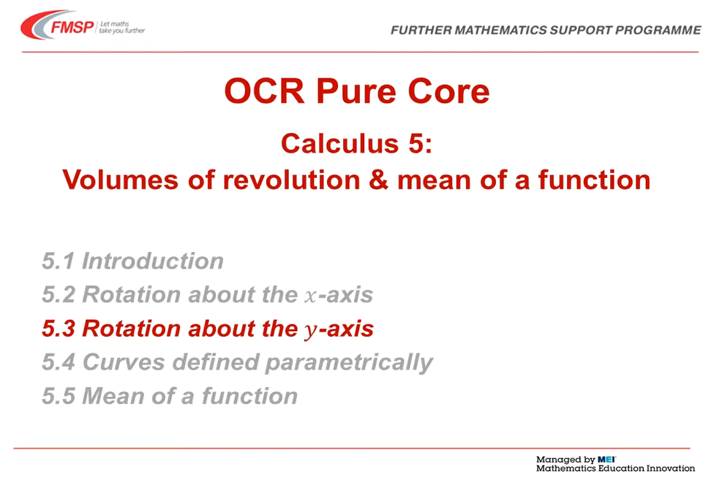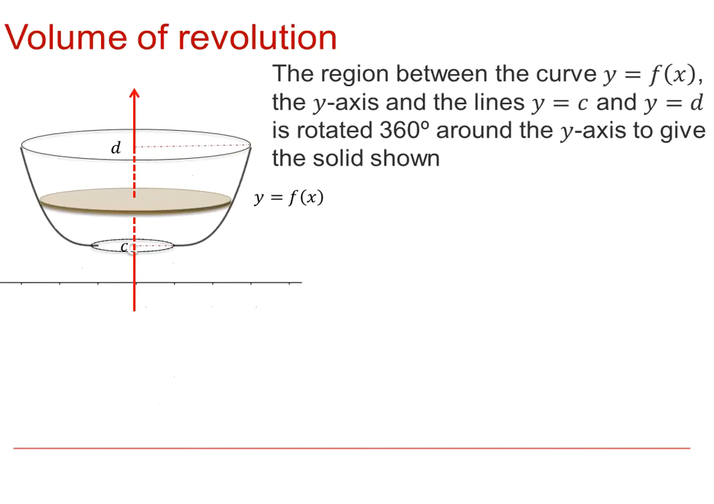Hello, this is the third video of the fifth calculus series for OCR Pure Core Further Mathematics, and it looks at the volume of revolution of a solid created by rotating a curve f of x around the y-axis. You may like to imagine a potter throwing a pot on a rotating wheel. Here we have the region between the curve y equals f of x, the y-axis, the lines y equals c and y equals d, being rotated 360 degrees around the y-axis to give the solid shown.